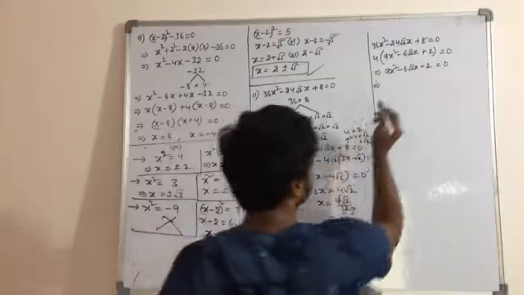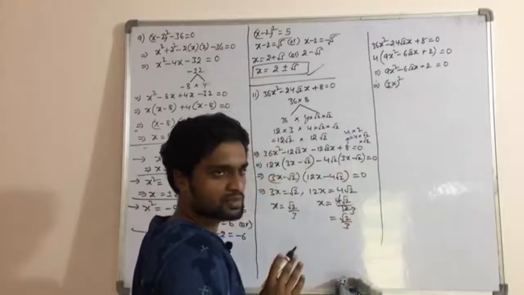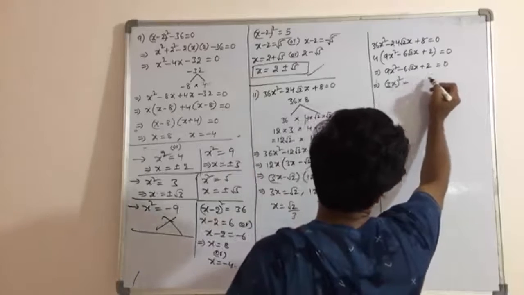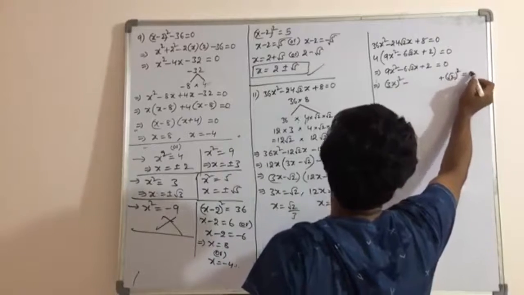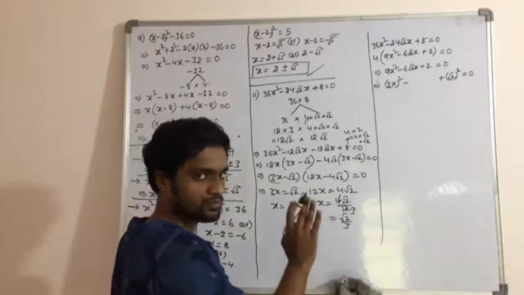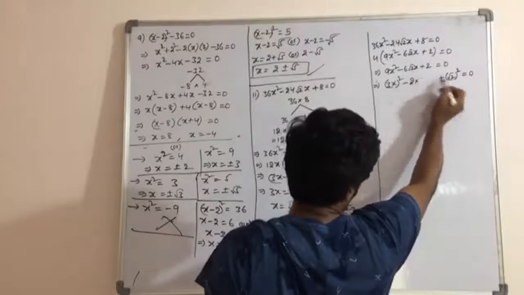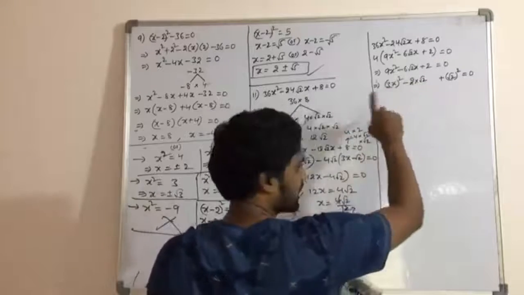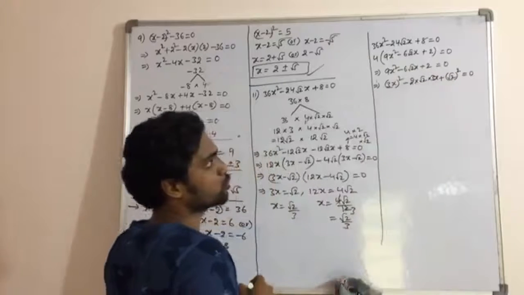Now observe this very carefully. 9x square I can write as 3x whole square minus... first, can I write 2 as root 2 whole square? Yes, I can write. Now 2 into root 2 into, what is 6? 2 into 3, right? 2 I have already written, so 3 is left out. Along with that, x is also there. So 2 into root 2 into 3x.